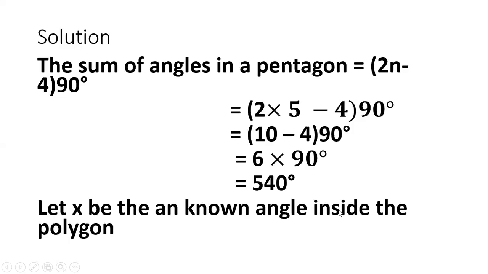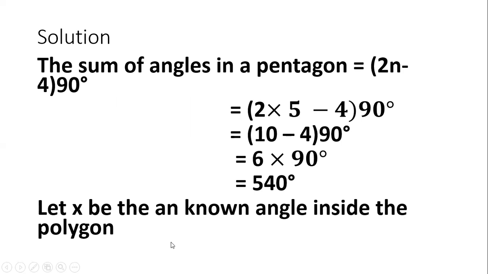So the sum of angles in a pentagon, from the formula 2n minus 4 bracket 90, that's 2 times 5 minus 4 bracket 90. 2 times 5, 10. 10 minus 4 bracket 90 degrees. 6 times 90 degrees equals 540. So let the unknown angle now be represented with an alphabet. So say let x be the unknown angle inside the polygon. And we have ascertained the polygon is a pentagon.